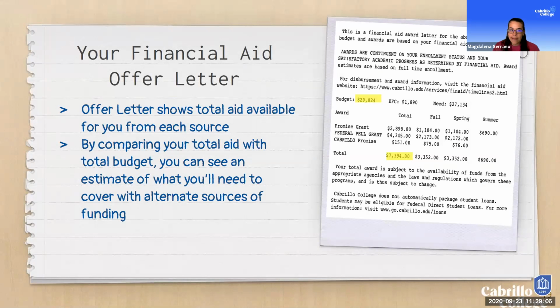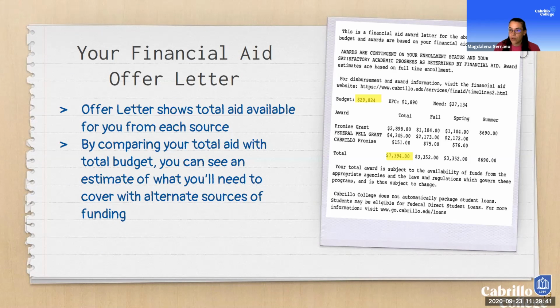So once you complete those verification tasks, then your financial aid file will be completed. Once your financial aid file is completed, you will get what's called an offer letter. You can view this offer letter through WebAdvisor, and in there, it's going to tell you a couple things. It's going to show you your budget, which is also what we call the cost of attendance, your EFC, which was the expected family contribution, the need, and then a breakdown of all the different awards that you're being packaged for.